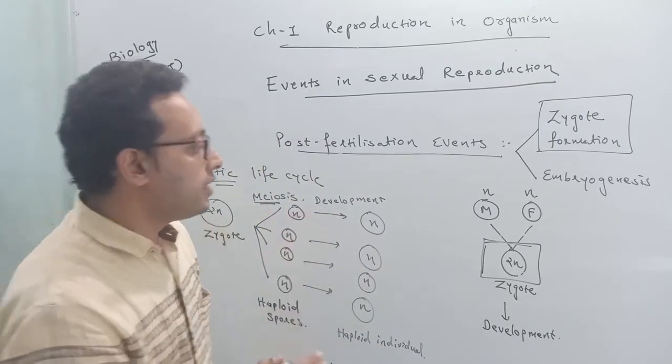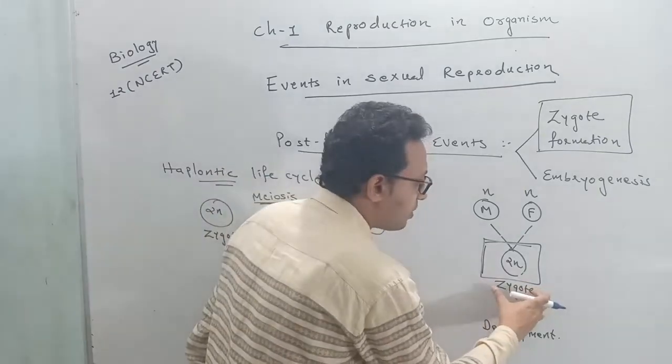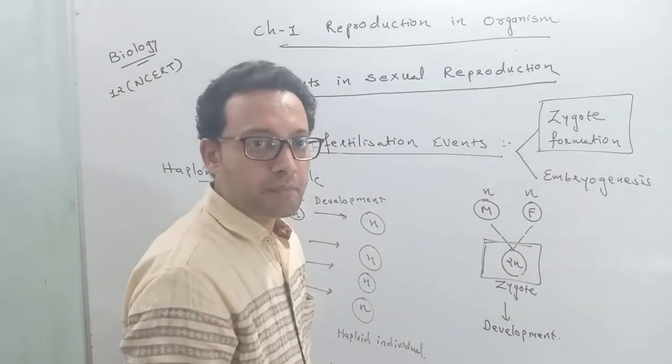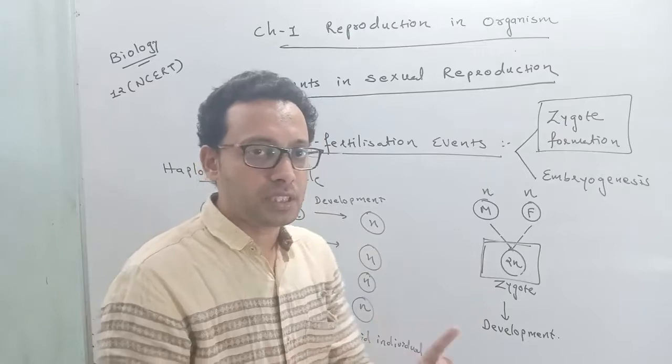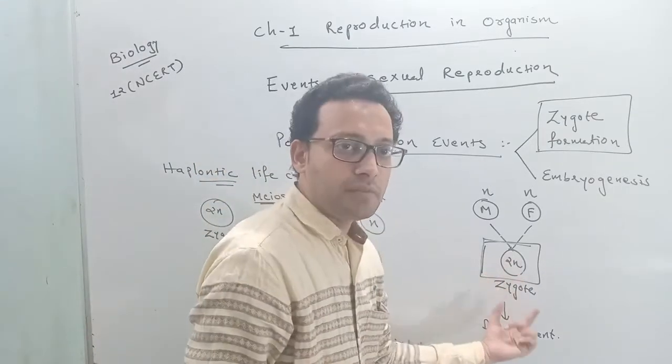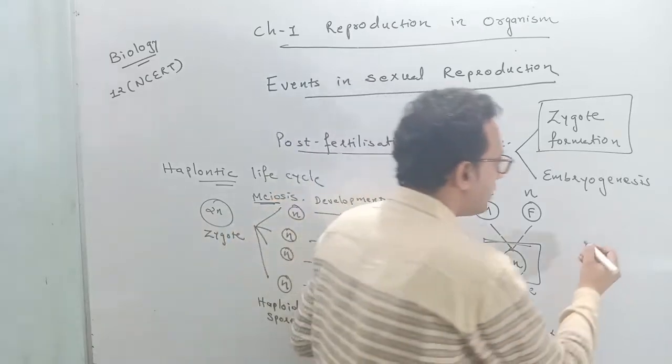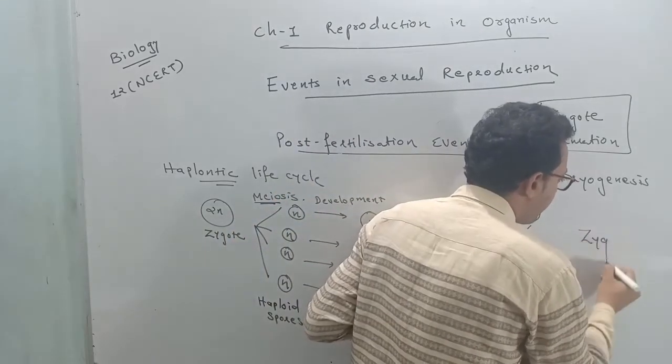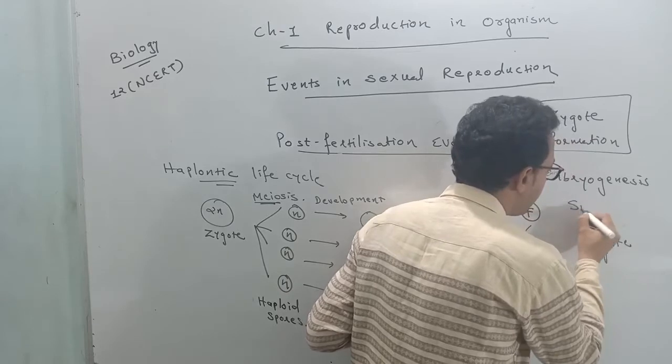So whatever the living organism is, the zygote formation is the vital link. And every living organism which reproduces sexually, as I have already told you in 11th science, begins its life from a single cell.